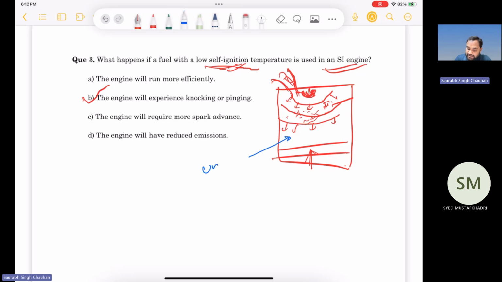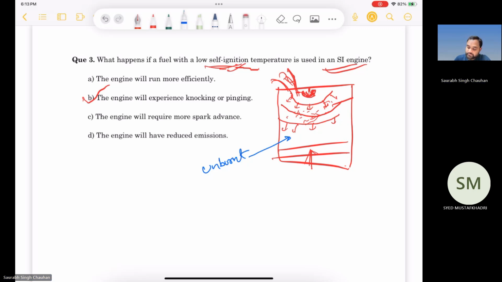this part of the mixture is unburnt, right? This is still unburnt because the flame front has not reached this location. But sometimes, if the temperature and pressure are so high, especially the temperature, this unburnt mixture gets auto ignited in a very uncontrolled, random manner. That is called knocking, because it burns with a knocking sound. Okay, so that is knocking.